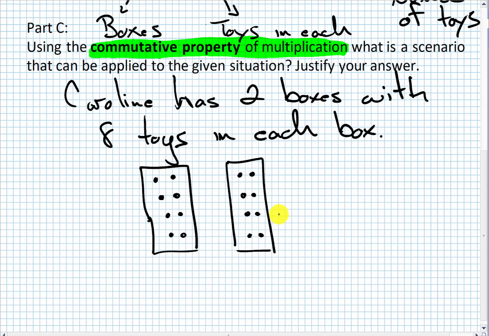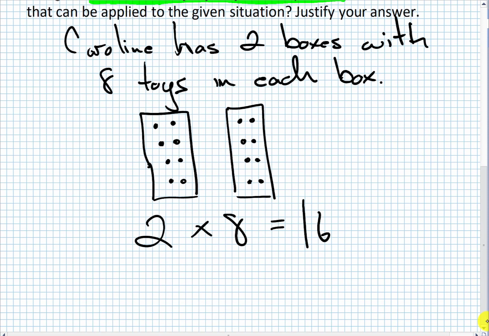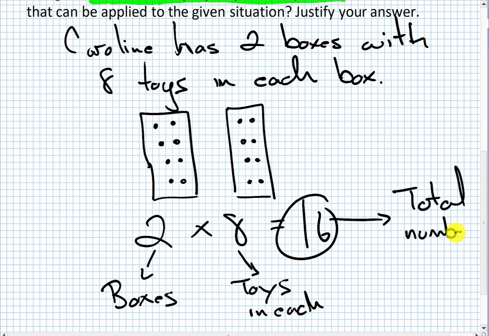Okay? And the equation that would go along with the scenario and the picture would be, let's scroll down a bit, 2 times 8 equals 16. And in this case, the 2 represents the boxes, the 8 represents the toys in each box, and the 16 still represents the total number of toys.